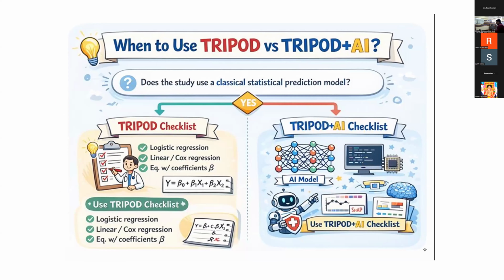So when to use Tripod versus Tripod+Ai? Like I mentioned, if it's a classical statistical prediction model on a cohort study, which uses logistic regression, linear or Cox regression and all, use the conventional Tripod checklist. However, if it has an AI incorporation into it, that is, the AI model is used for predicting the outcomes, you use the Tripod+Ai checklist.